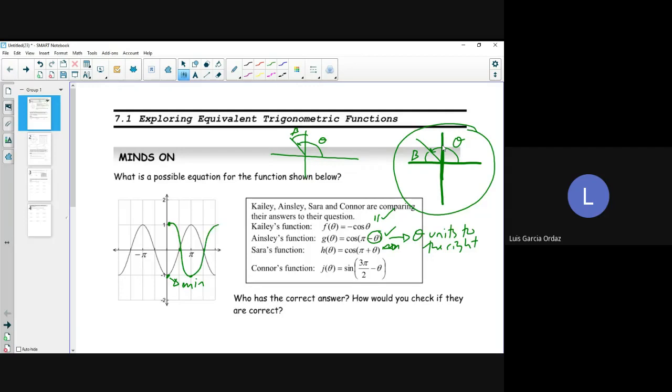Okay. So this function starts at the minimum. Because it starts at the minimum, it is flipped on the x-axis. So that's why f of theta is equal to negative cos theta works. Why would g of theta is equal to cos of pi minus theta work?